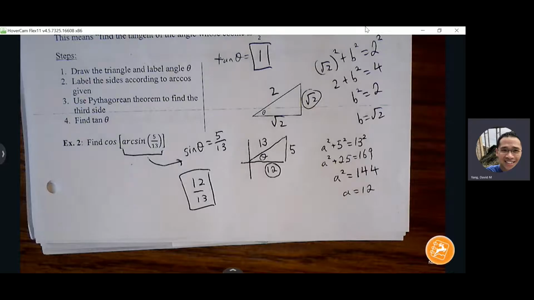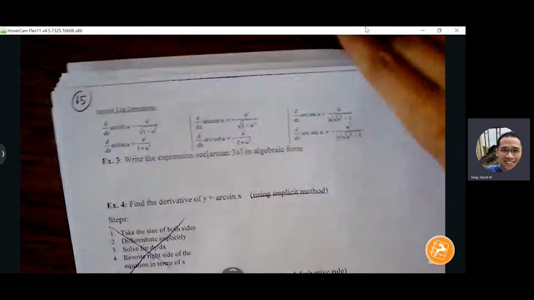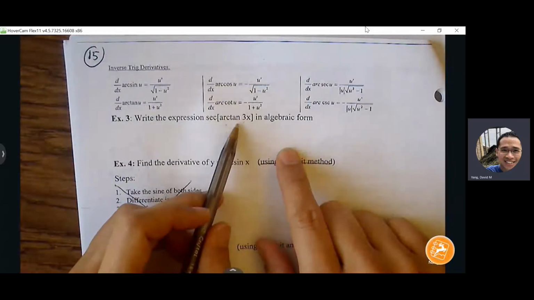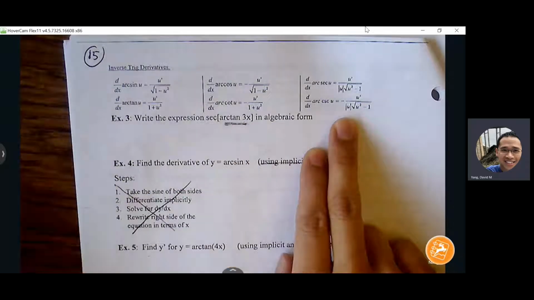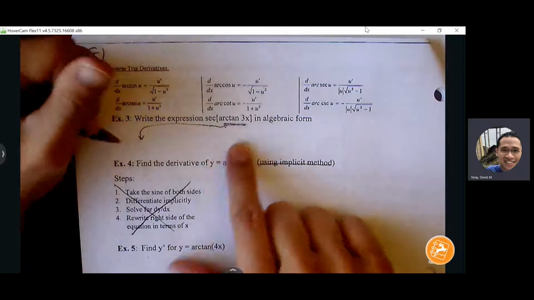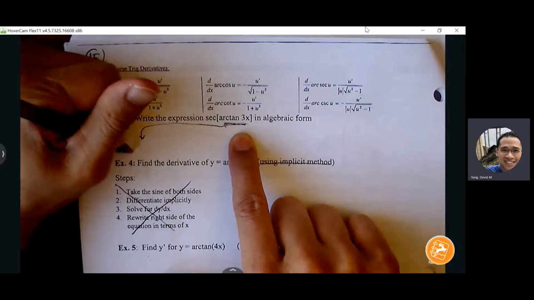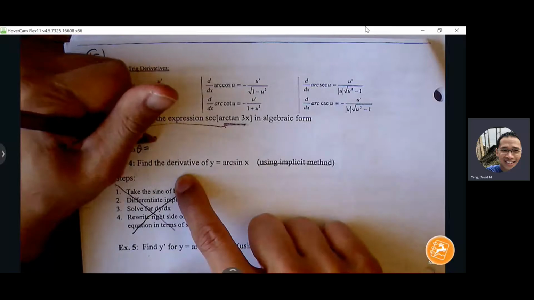All right, turn to the back. Next page, page 15. Example 3, same process. It's just that now we're dealing with variables, but we're still going to apply it the same way. Secant of arctangent of 3x. We're going to focus our attention on gathering information from just that inside portion alone. In other words, this is saying, what will the triangle look like if tangent of theta is equal to 3x?